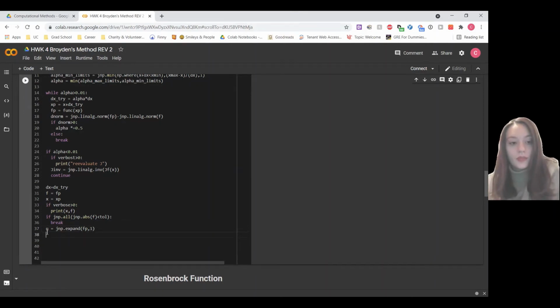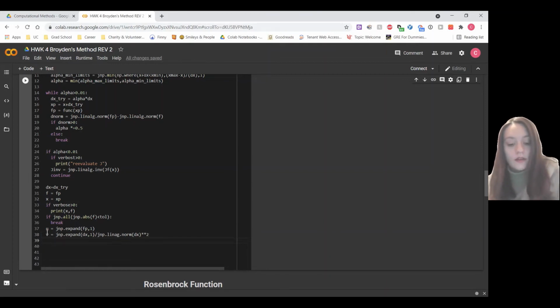function, and then v we'll set equal to our value dx, delta x in our formula, by the Jacobian, or sorry, the length of that vector. And then we can use our Sherman-Morrison formula with our Broyden's values plugged in.